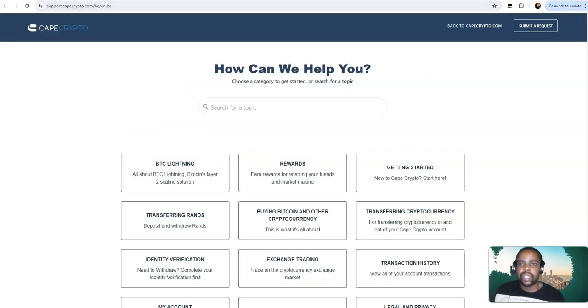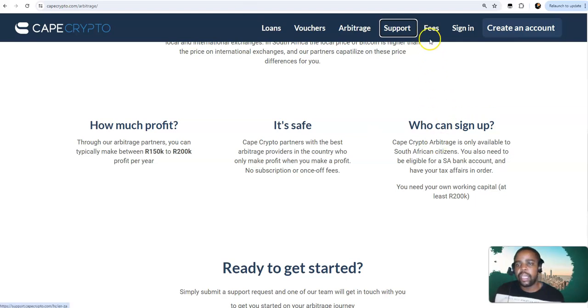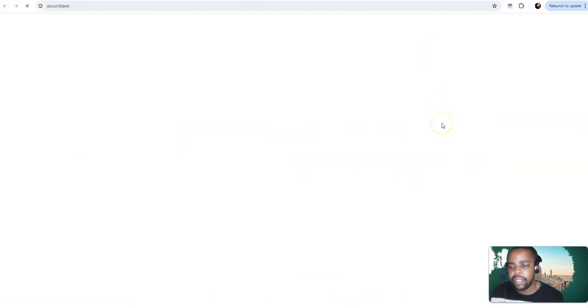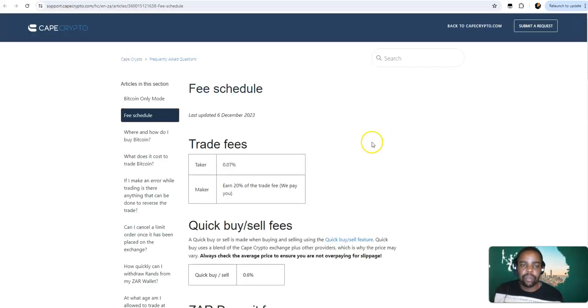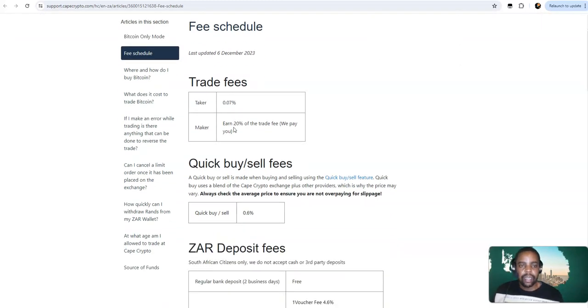Now I want to get to the main part, which is... All right, okay. I think I sort of went too far forward. Okay, let's go to fees. Fees, I think, are also another important factor when you're looking at any crypto exchange out there. Fee schedule. It was last updated 6 December 2023, and now it's 2024, the 1st of August, as I record this video.